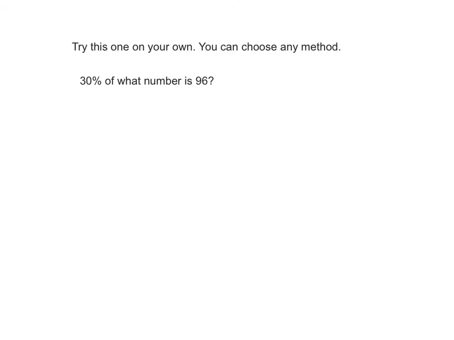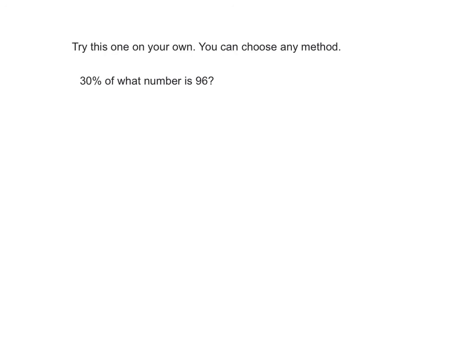I want you to try this one on your own, and you can choose any method. Some of you prefer using equations, and then some of you prefer using proportions. This would be a good time right now to pause the video, and afterwards, go ahead and hit play, and I'm going to show you both methods solving this problem.